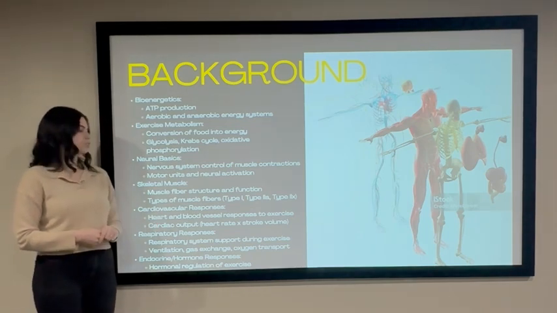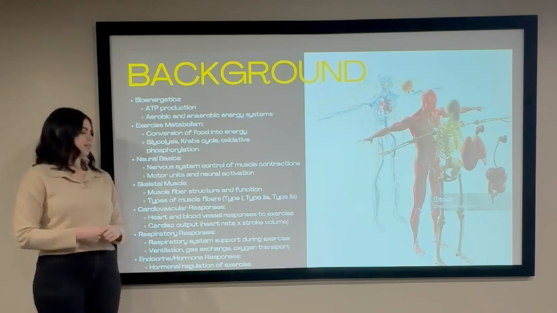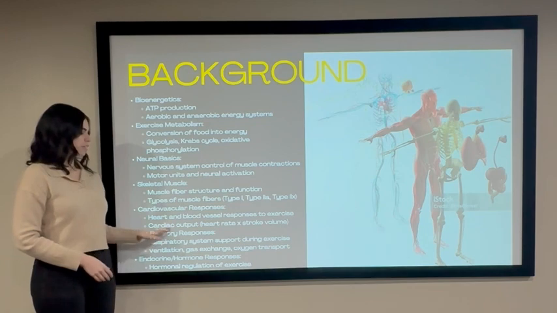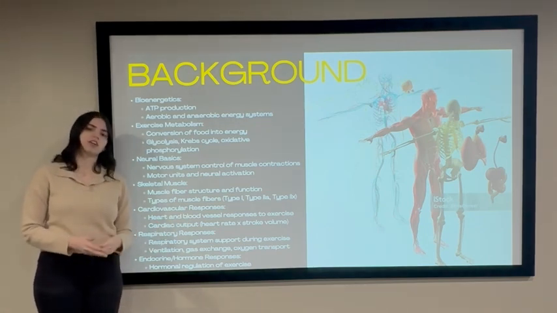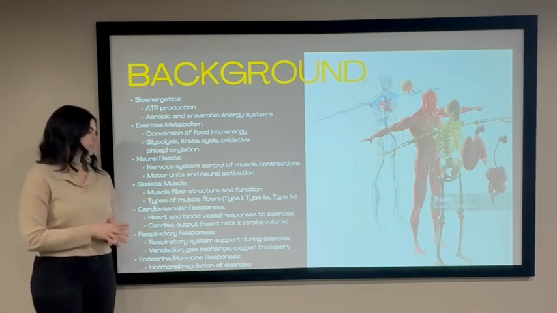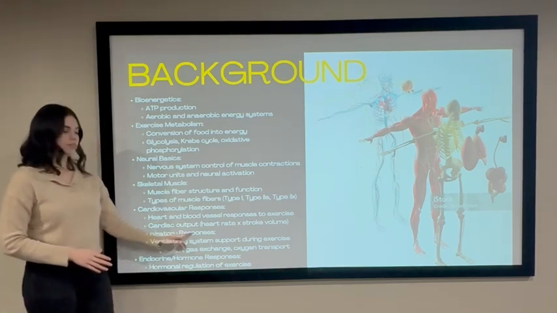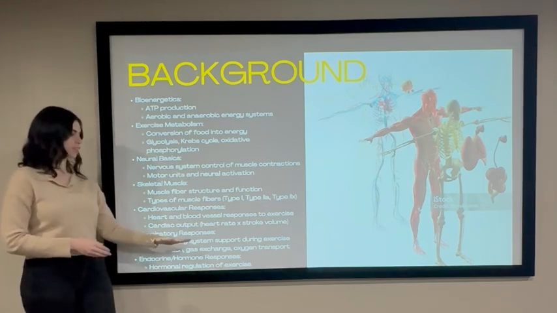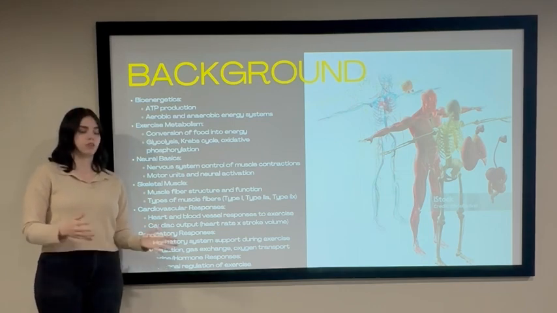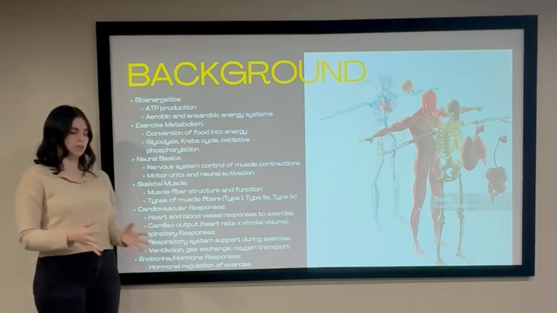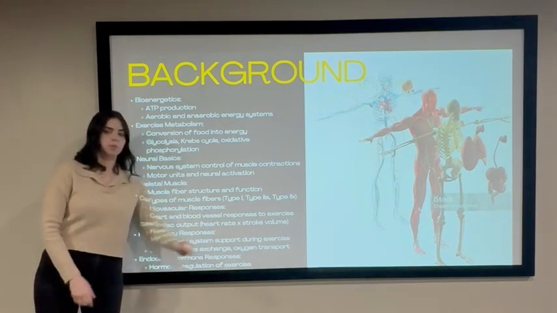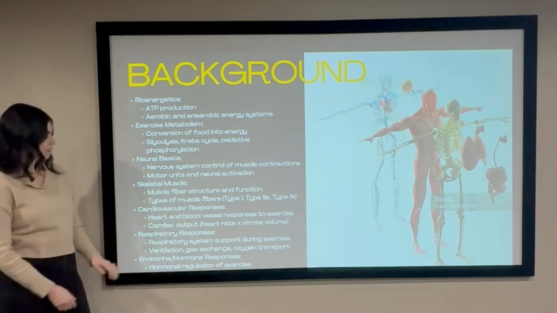So we'll also get into cardiovascular response, namely our heart and blood vessel response to exercise. That'll be important in understanding cardiac output, which is again our heart rate times our stroke volume, and just refers to the amount of blood that is exiting the heart. Respiratory responses, so respiratory system support during exercise, and this will be important especially during aerobic exercise and all types of performance, but our ventilation, gas exchange, and oxygen transport will affect performance.